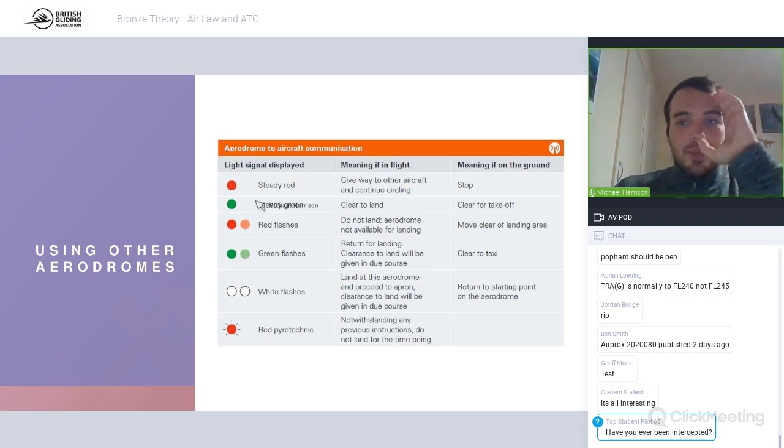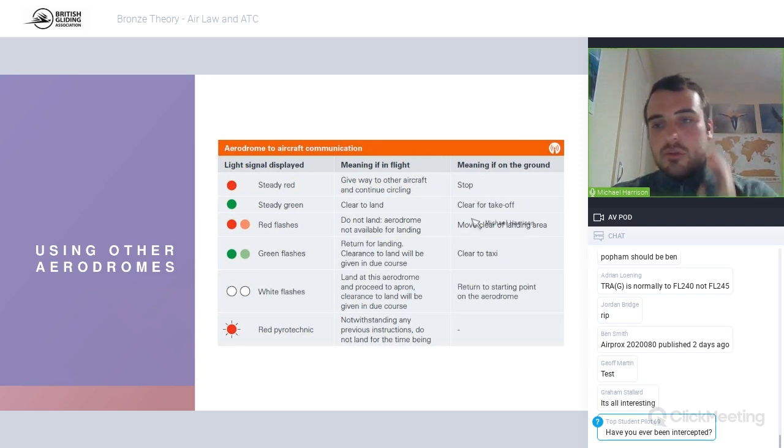So basically there's different types of signals shown by different types of either colors and flashing or steady lights, and they have different meanings if you're either in flight or on the ground. So you just basically treat it as whatever instruction it is associated with, and you do that. I'm not going to go through them all. Again, it's something you want to read in more detail and try and learn a bit off by heart if you're going to be taking the bronze test soon.